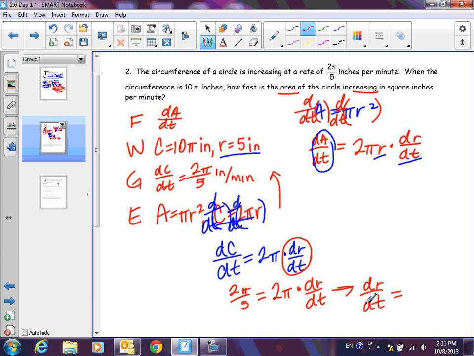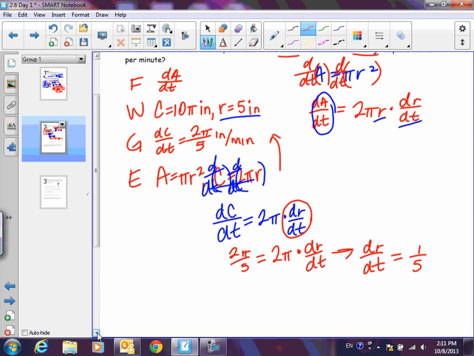Yeah, I mean, here's the deal. If you're feeling lazy, it's 2 pi over 5 divided by 2 pi. But look at it. What's dr over dt? It has to be 1/5, right? 2 pi divided by 5 equals 2 pi. This has to be 1 divided by 5. Okay? Let me move that up just a little bit so everybody can see it.